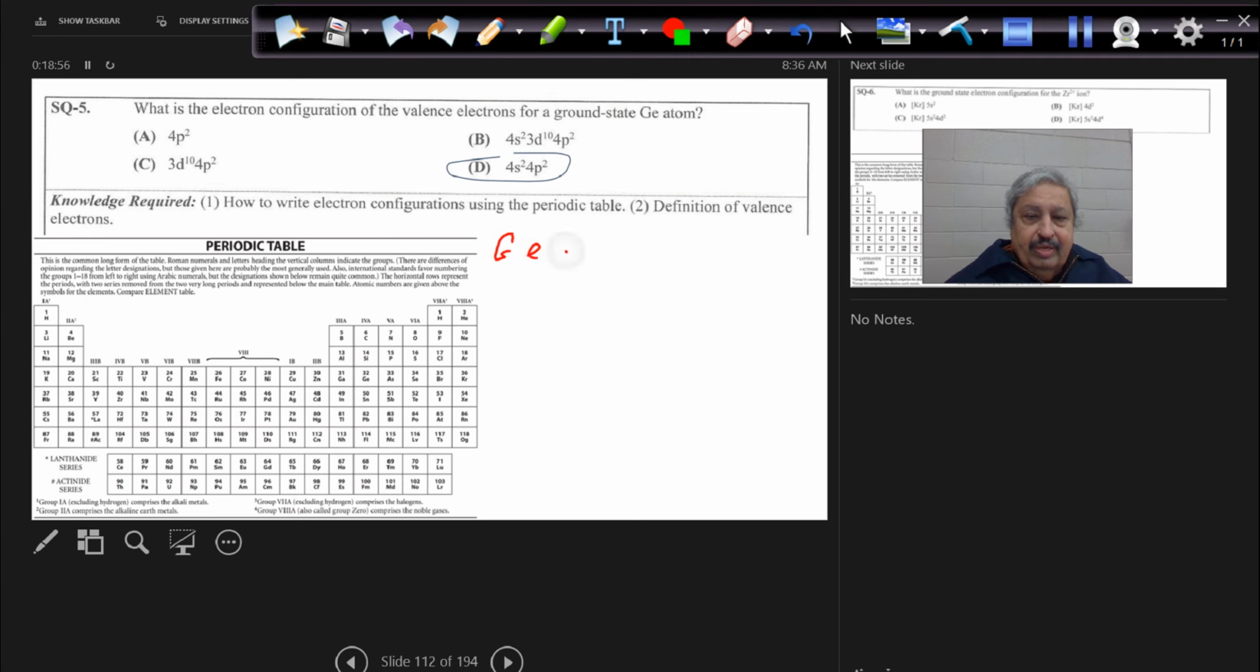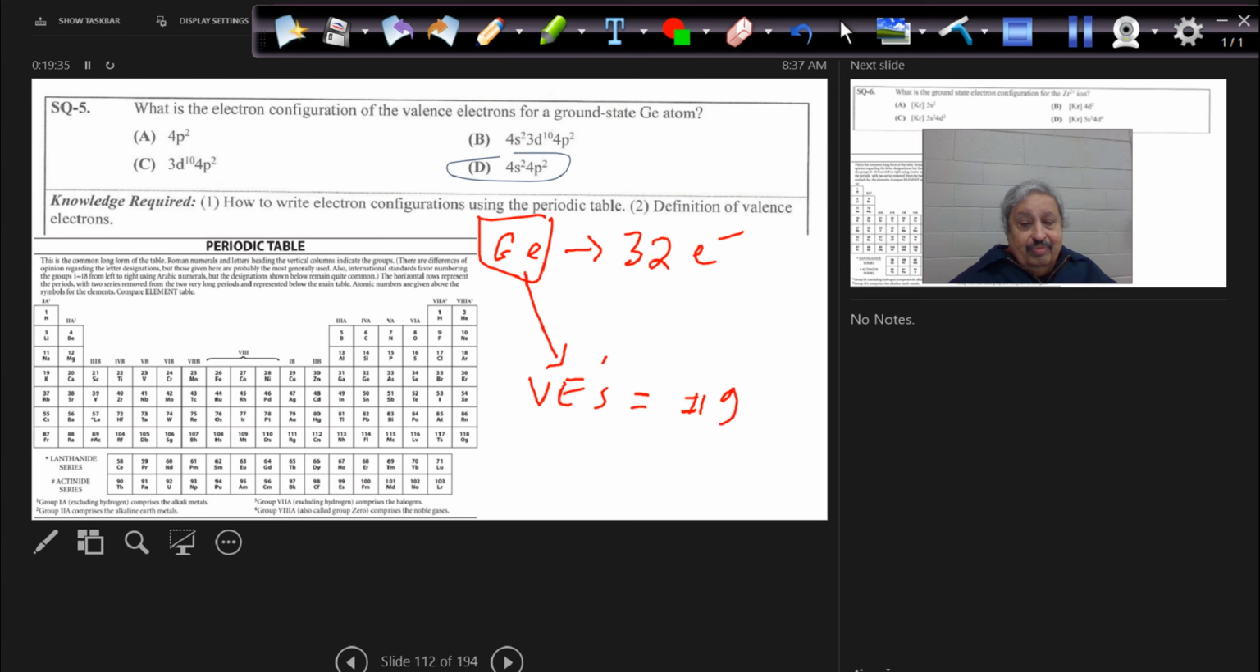Ge has atomic number 32, which is 32 protons, 32 electrons. So we have to accommodate 32. What is the electron configuration of the valence electrons? The valence electrons are always found in the outermost shell or orbital, correct? In order to get the valence electrons, I need what? VEs equal the number of the group, correct? Everybody agrees? This is very important information.